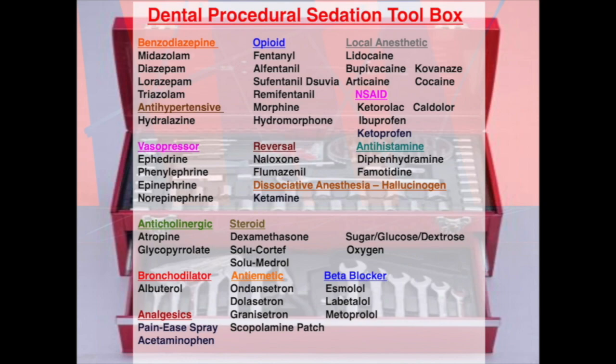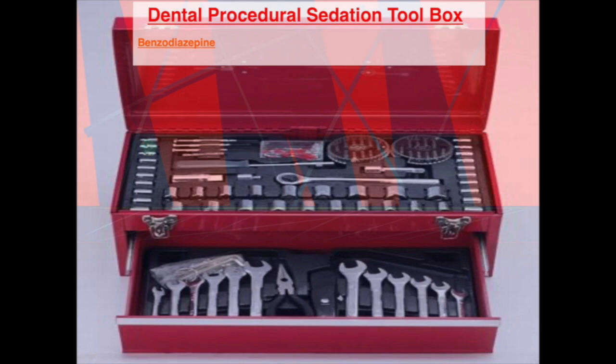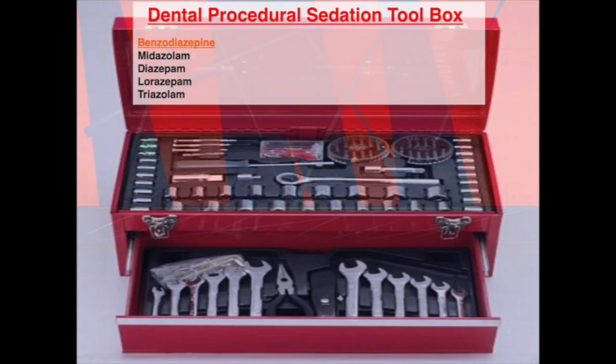Let's look through each of these categories. Let's first talk about the benzodiazepines. In that group, even though there are so many different benzodiazepines, the ones that you might be working with are Midazolam, Diazepam, Lorazepam, and Triazolam. So Midazolam is Versed, Diazepam is Valium, Lorazepam is Ativan, and Triazolam is Halcion.